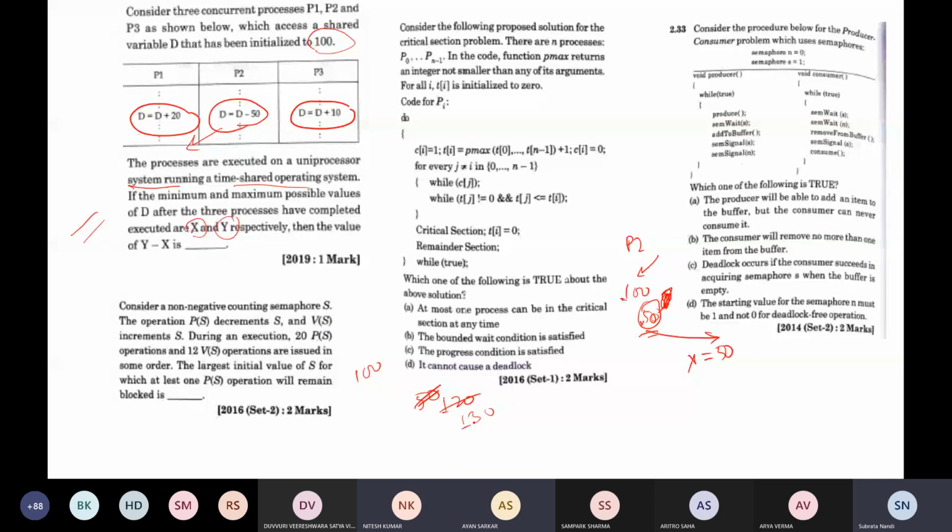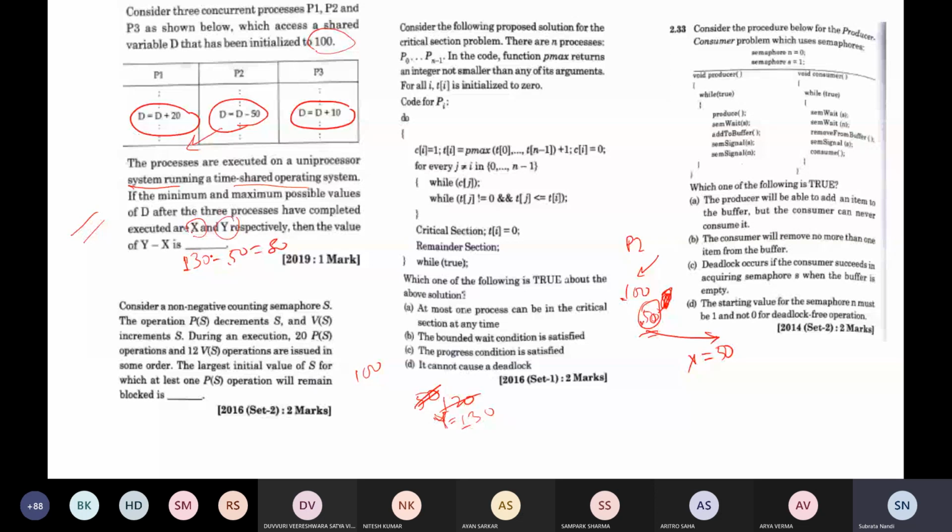Sir, is that correct? What did you get? So what will be the value then? It will be 80, sir. It will not be 50. It will be 80.